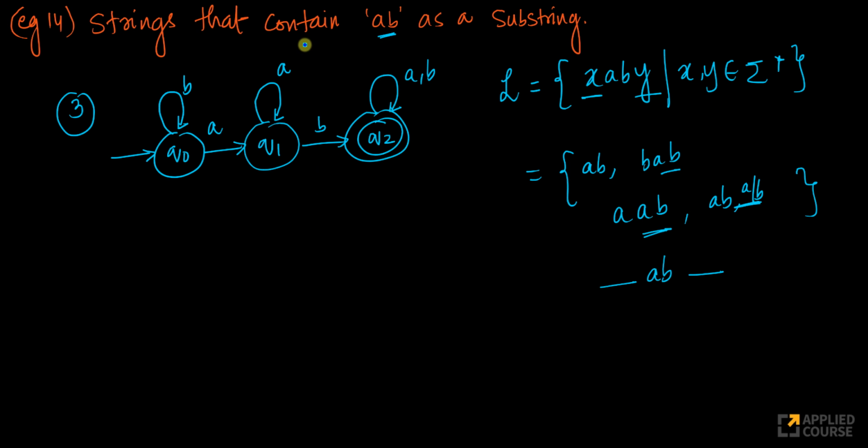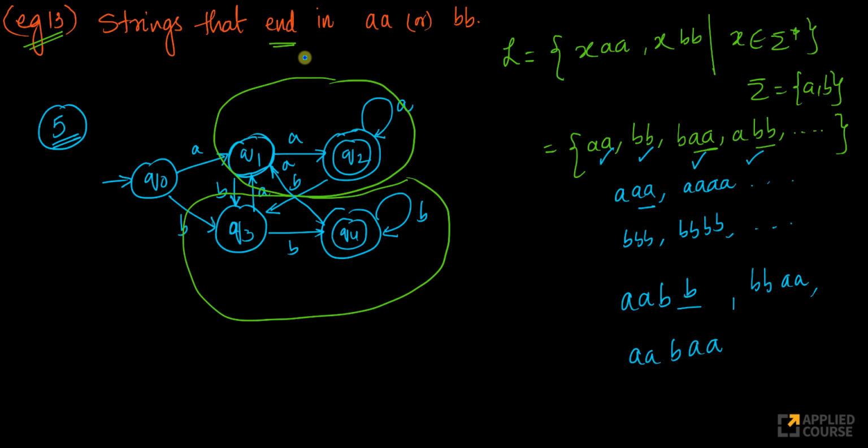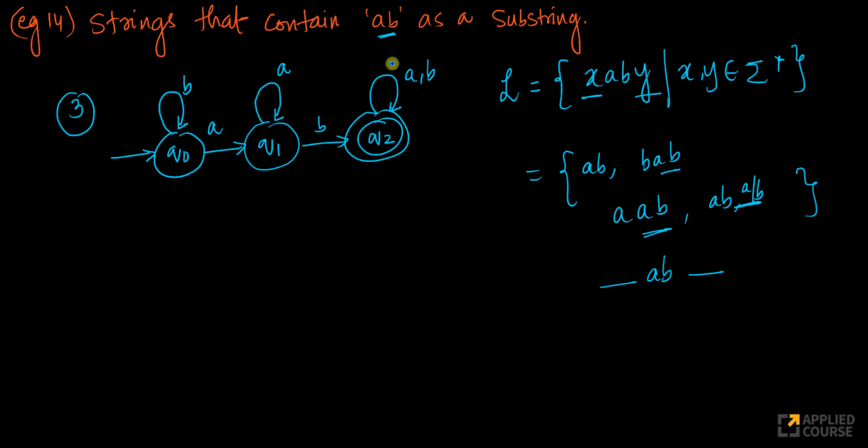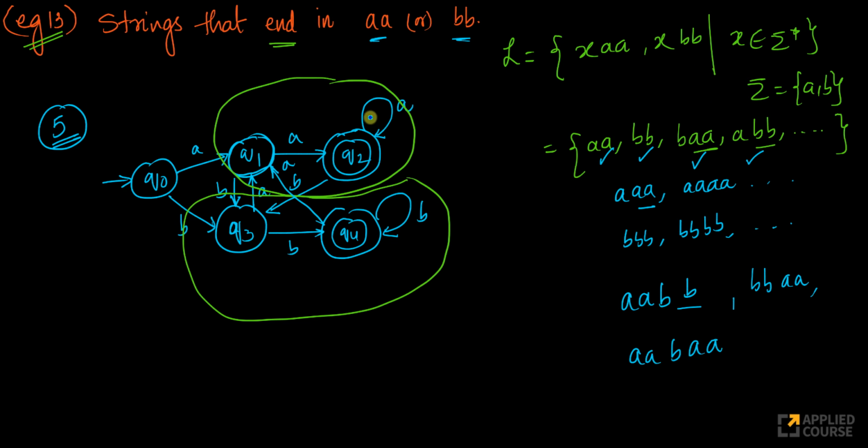Look at this. We have actually constructed this: strings that end in AA or BB. We have constructed this, right? Now what do we want? We want strings that contain AA or BB as substrings. Diagrammatically thinking about it, it looks somewhat like this. But not exactly this. Obviously, we'll have to change it slightly, but it looks very similar to this.